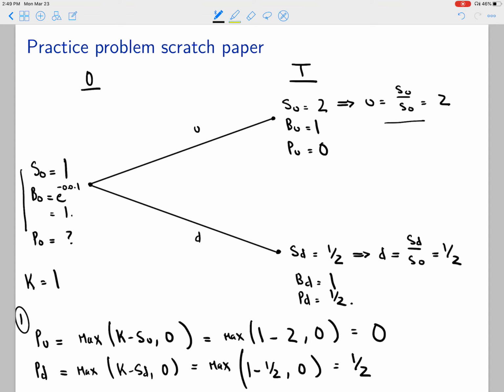We have the rates of return on the stock. We have the risk-free interest rate. We should be good to go in terms of pricing and forming the replicating portfolio. So that's exactly what we want to do in parts 2 and 3. In part 2, we want to solve for the replicating portfolio.